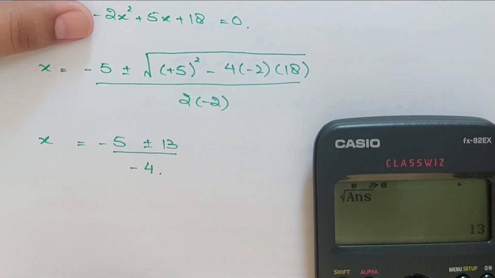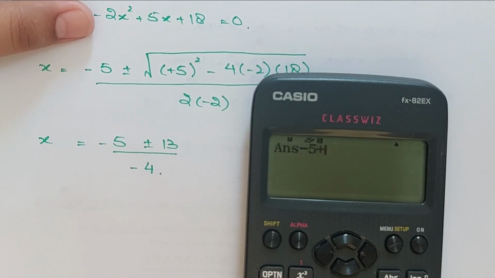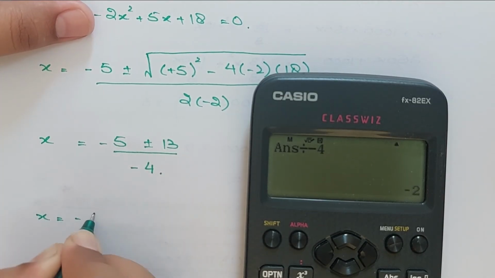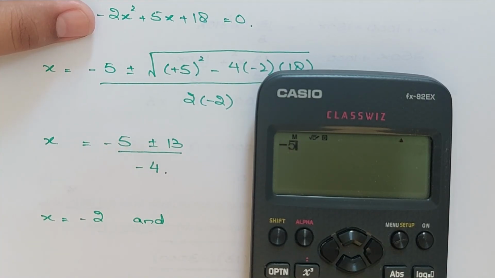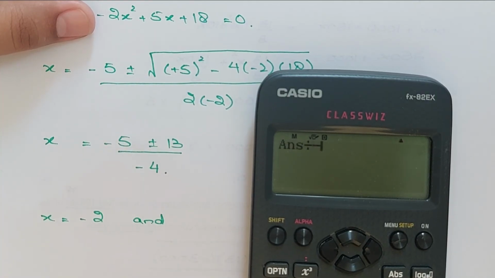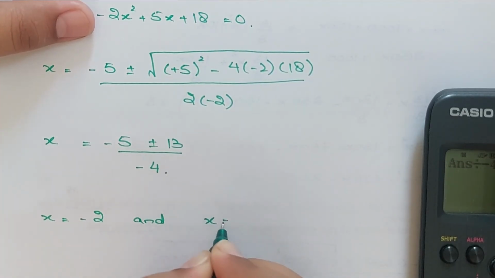We have two solutions now. Minus 5 plus 13 divided by negative 4, x is equals to minus 2, and minus 5 minus 13 divided by minus 4, which is 9 by 2 or 4.5.